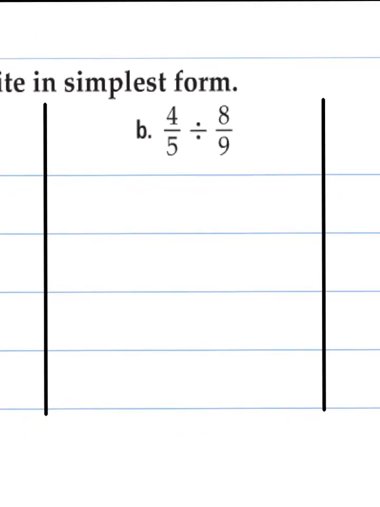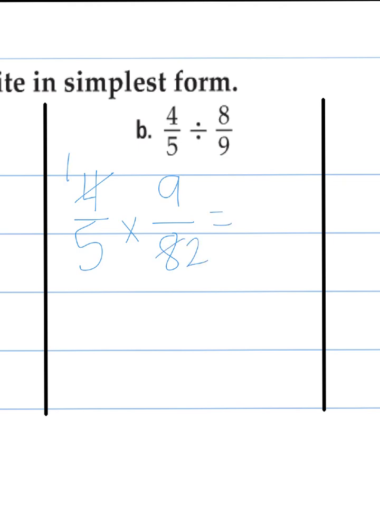Next one, 4/5 divided by 8/9. Again, first number stays the same. Change the division to multiplication, flip the second number. Again, just like we did in multiplication, we had this shortcut step where we simplified these numbers. 4 can go into 4 one time, and it can go into 8 two times.